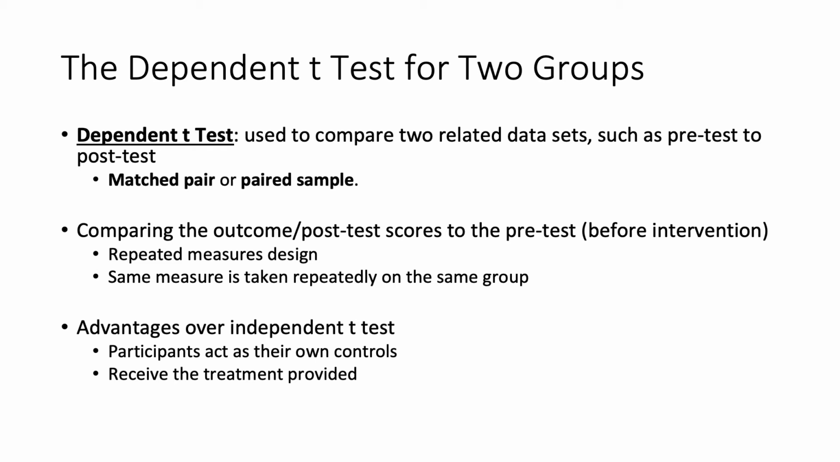This type of experiment is called a repeated measures design because the same measure is taken repeatedly on the same group of participants. For example, you may test the maximal strength of the participants before an 8-week training program and then test after the 8-week training program. When using a dependent t-test, this has several advantages over the independent t-test. One is that the participants act as their own controls, and secondly, they all receive the treatment provided.